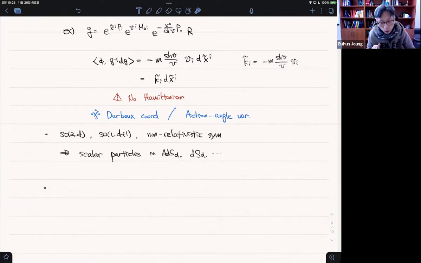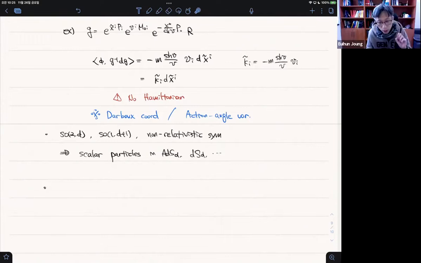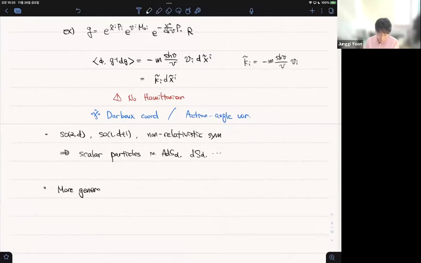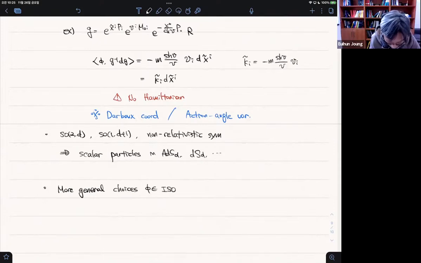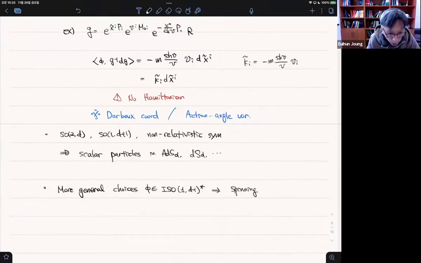But now from the coadjoint orbit perspective, it's relatively clear that you need to pick the point phi, the vector phi, which belongs to the orbit corresponding to some spinning particle, if you want to describe a spinning particle. So more general choices of phi in ISO would give good spinning particle descriptions. Moreover, probably even more exotic particles.